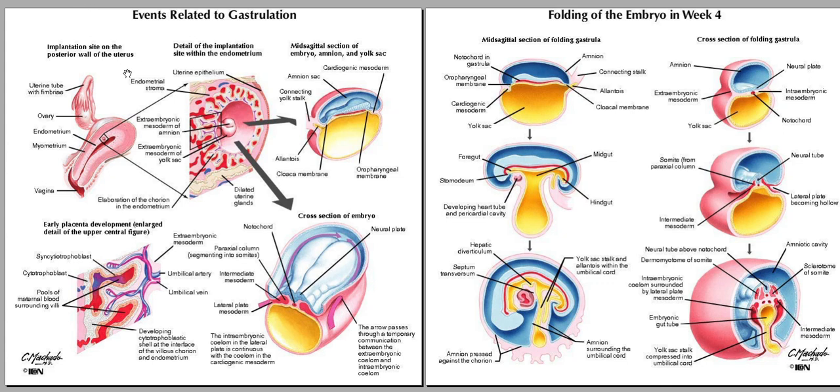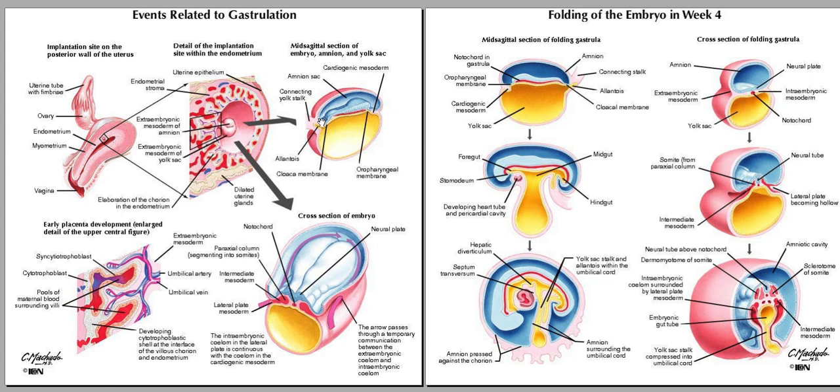So the various events relating to gastrulation have been summarized over here. You can see the endometrium, the ovaries with the fimbriae, the myometrium. So endomyometrium, and that is the blastocyst being implanted over here too. Okay. So now when you take this cross section and look at it, you could see the amnion, the extraembryonic mesoderm of the amnion, the yolk sac over here too, and that's the chorion in the endometrium, the uterine lining over here.